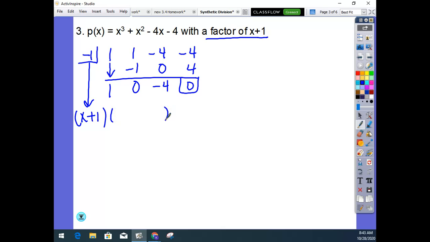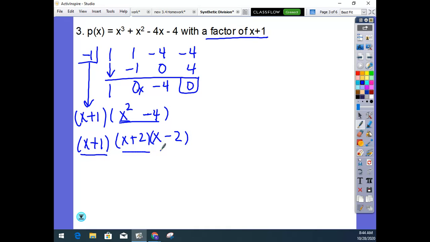Now, be careful with this. This is our constant. This is telling us we don't have any x's, so I don't need to write 0x down. I can just write x squared. Now I need to factor x squared minus 4. Remember from the worksheet last week, this can be factored into 2 parentheses. X squared is always x and x. Factors of 4 that subtract to get 0. Plus 2, minus 2. These are my 3 factors.